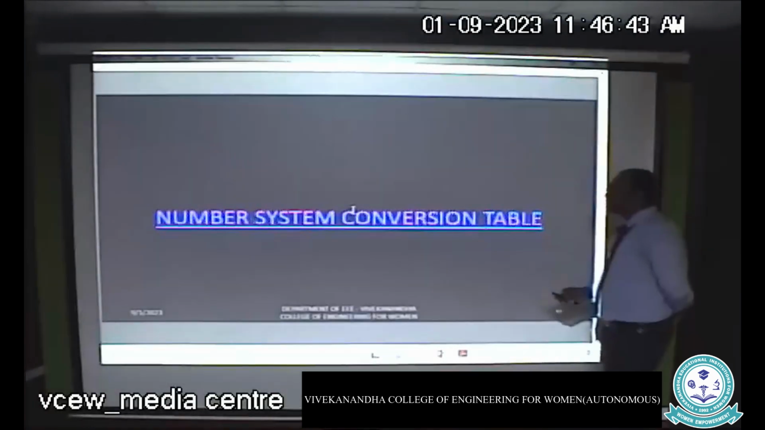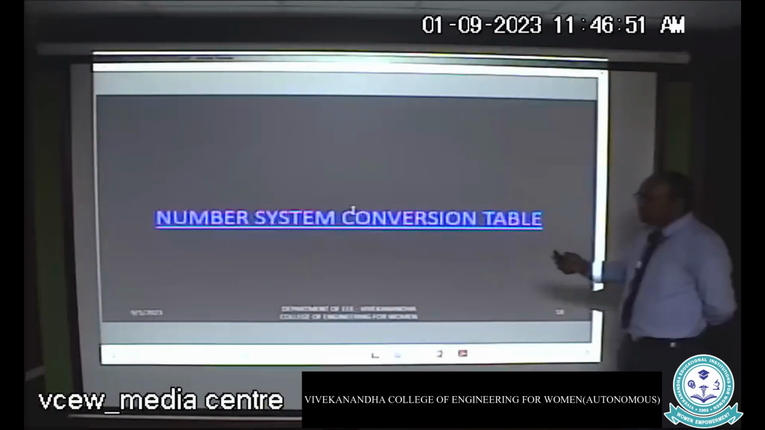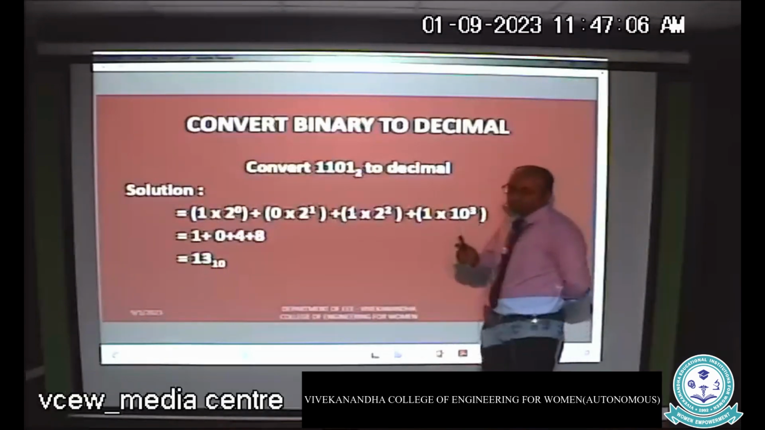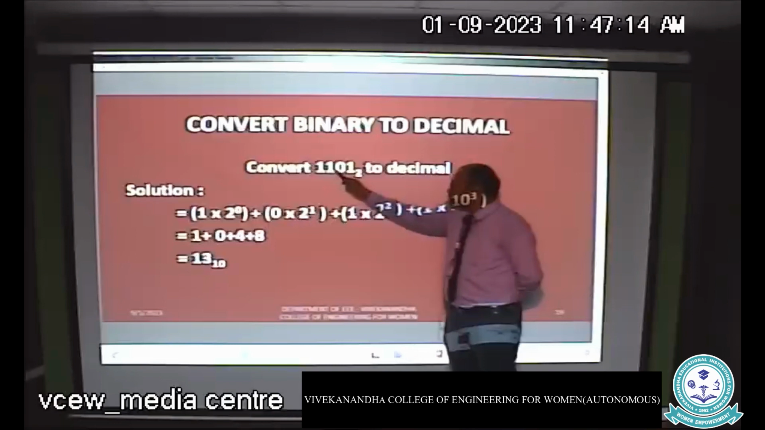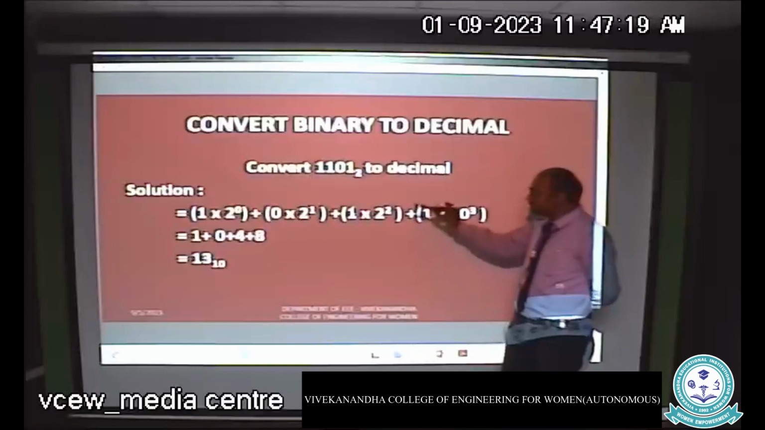So we have a number system conversion table that we will show in the next class. How to convert from one number system to the other will be very useful for all of you. We have a table actually. We'll show it in the next class, right? And how to convert from a binary number to a decimal number. See, this is actually a 2 marks problem. You have to convert 1101 base 2 into a decimal number. You have to convert this into decimal, right?